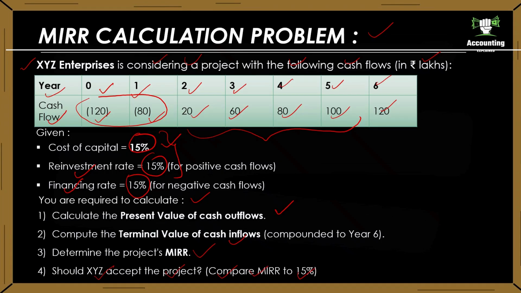So they have given the base rate as 15%. And we have to compare the answer which you have got as MIRR to this 15%. If it is greater than 15%, accept it. If it is lesser than 15%, reject it. This way we are going to do the solution.